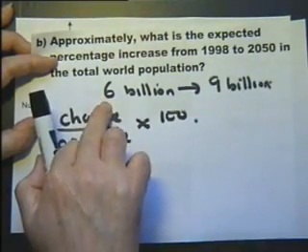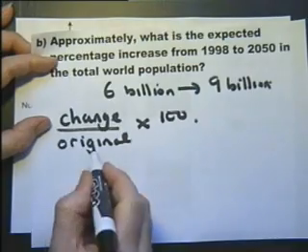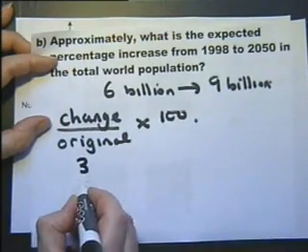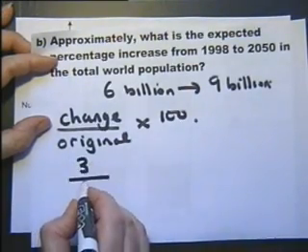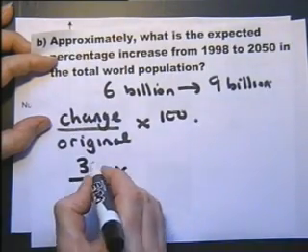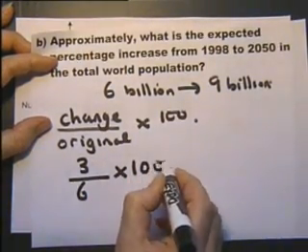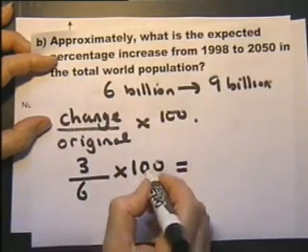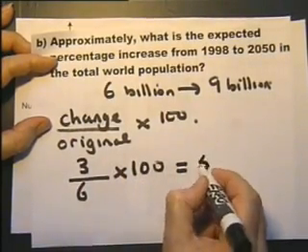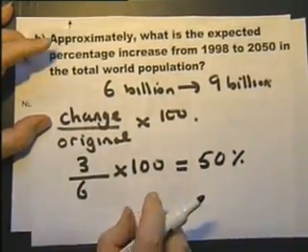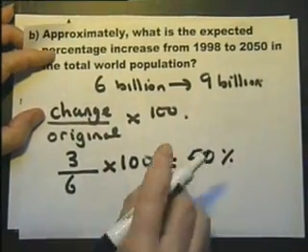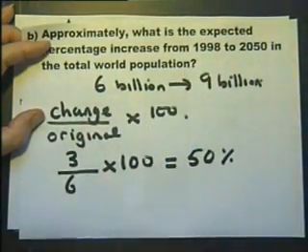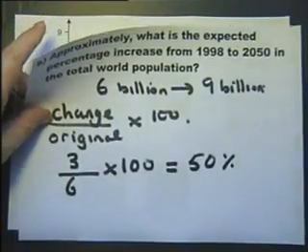So it's changing from 6 billion to 9 billion, which is a change of 3 billion, and the original is 6 billion. We didn't bother putting the billion because that'll cancel out. So we've actually got this cancelling to a half times 100. So we're looking at a 50% approximate increase expected between those years in the total world population.